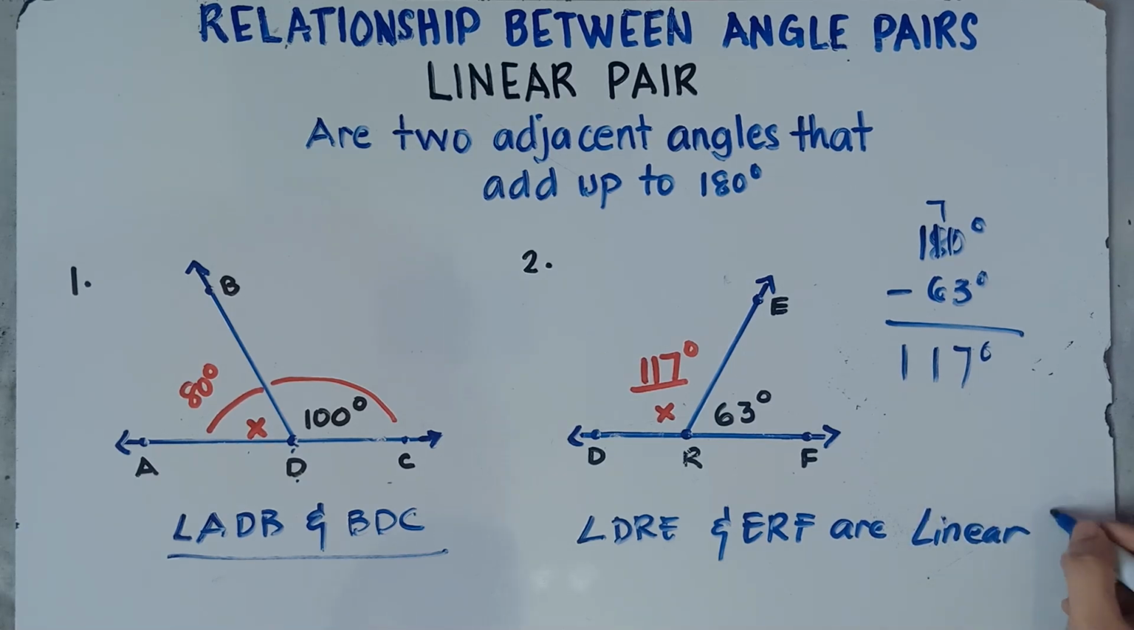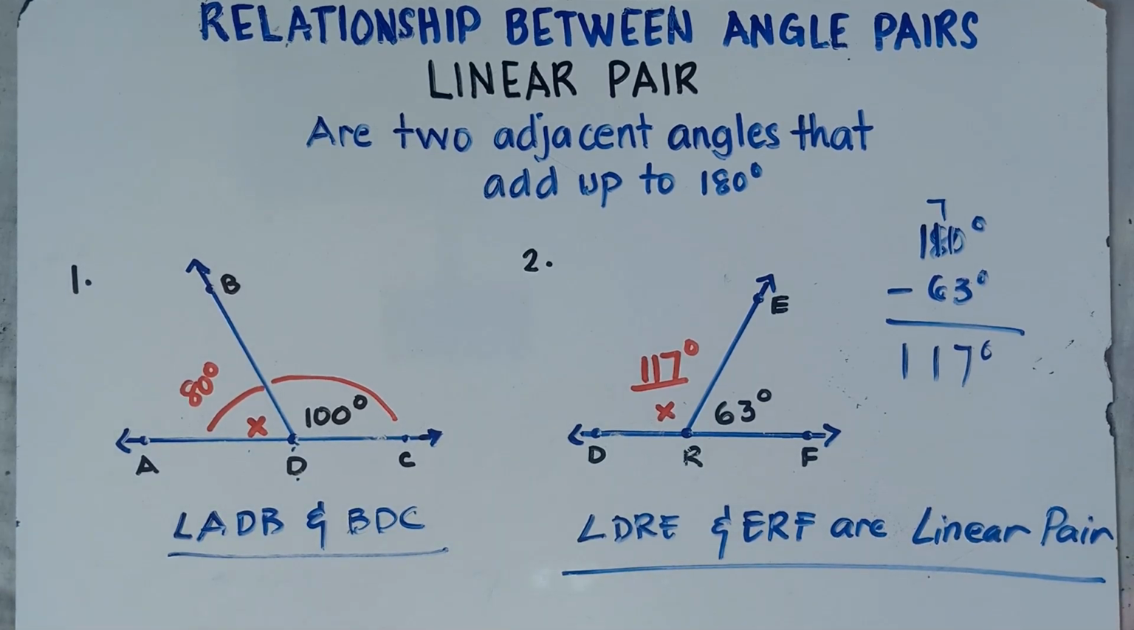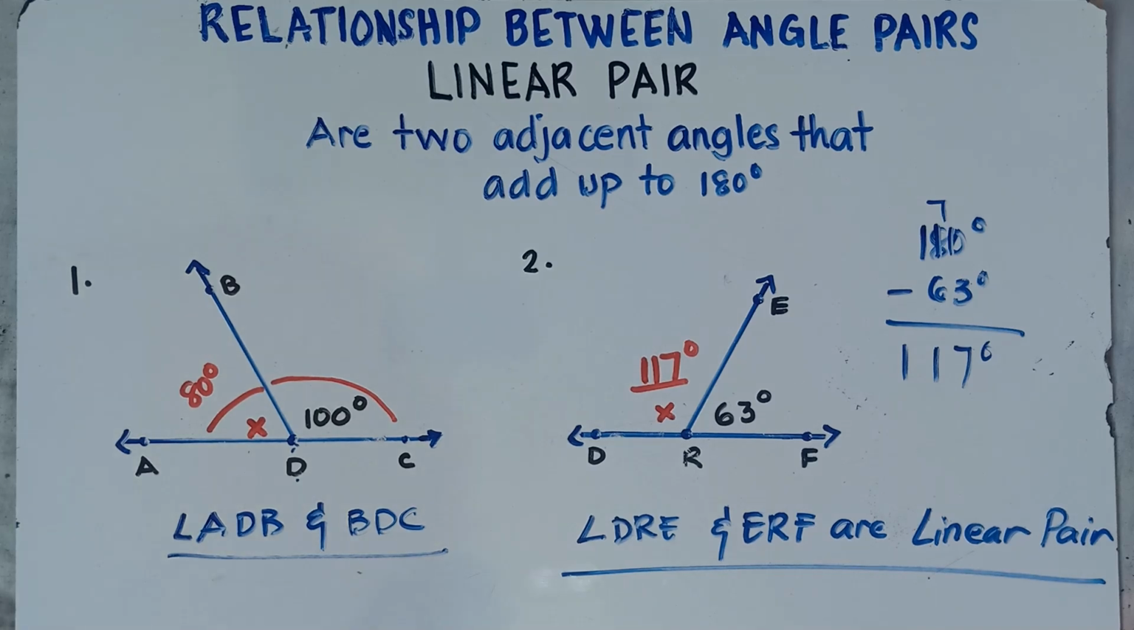Okay, or we can call it a linear pair. Alright, now the last question, class, that we need to answer: what would be the difference between supplementary angles and the linear pair? There are so many students, class, confused with that one. What would be the difference between the supplementary angles and the linear pair? So we will explain that today.